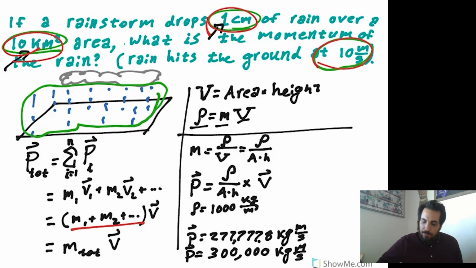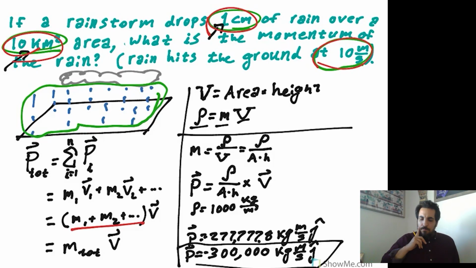So that gives us our momentum of our rain. And you ask about the direction. The direction is going to be downwards, minus j hat, for our velocity, which is 10 meters per second in the negative j hat direction. That is our end result. And I'll put my minus j hat in earlier.